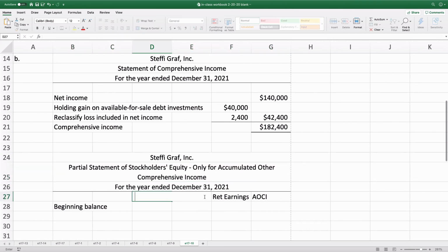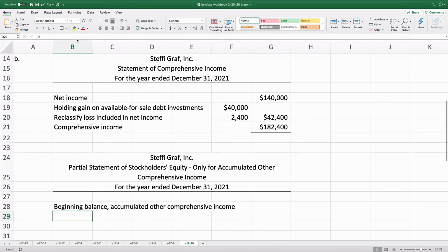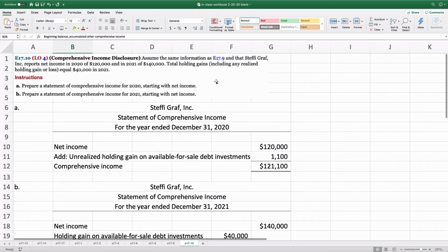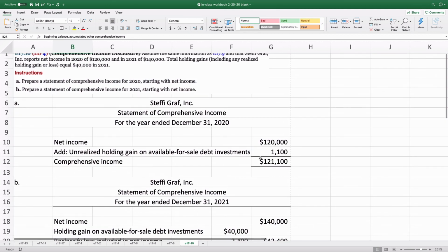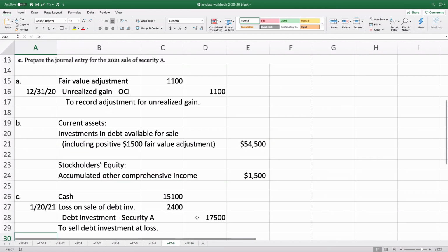So we're going to get rid of these. We're going to get rid of this. We're going to get rid of this. And we're just going to have the beginning balance. We're only doing accumulated other comprehensive income. And the beginning balance for that was 1,100, because that's what we had from the prior year. We had recognized this unrealized holding gain in OCI of 1,100.